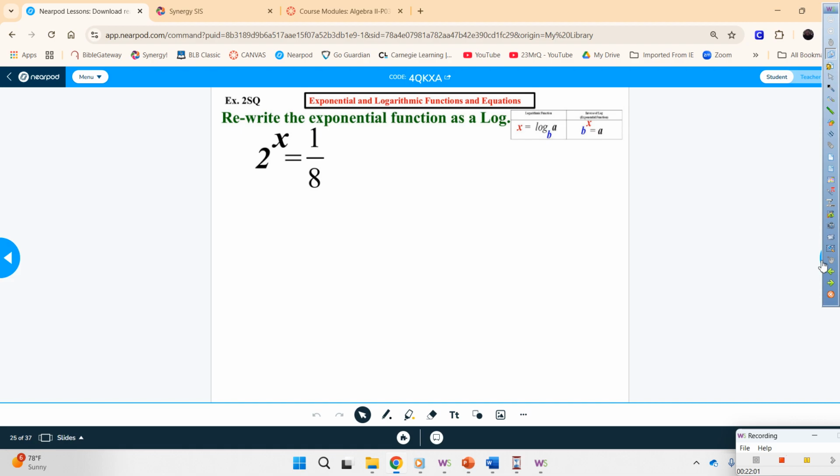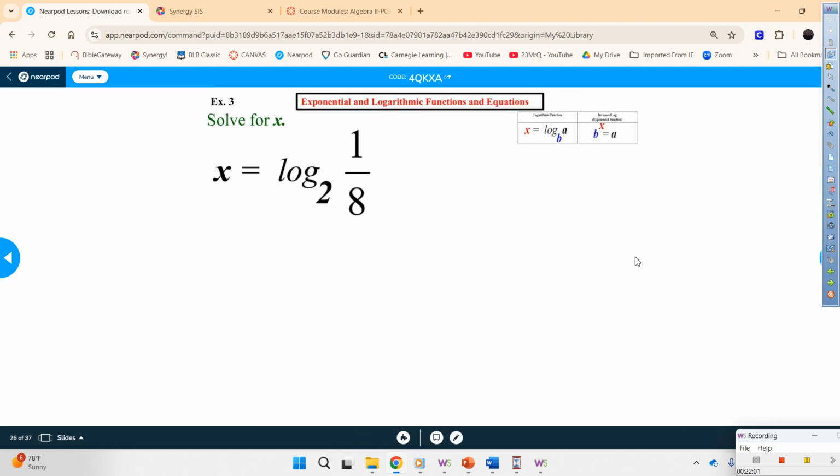And get the door, please, on your way up. Copy this one onto your paper. Example number 3. Now we're going to solve. We're going to solve a logarithmic function. It says solve for x. X equals log 2 of 1/8. All right?